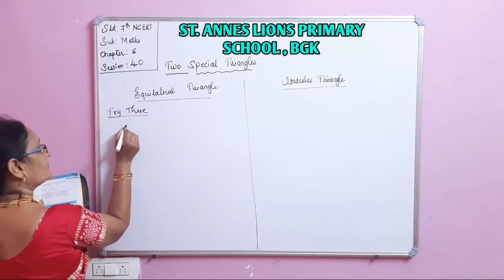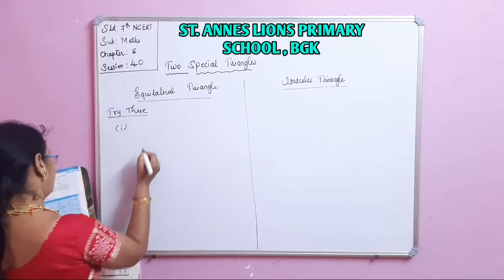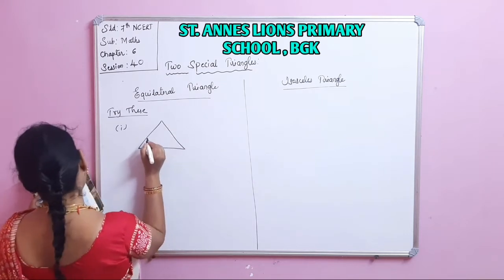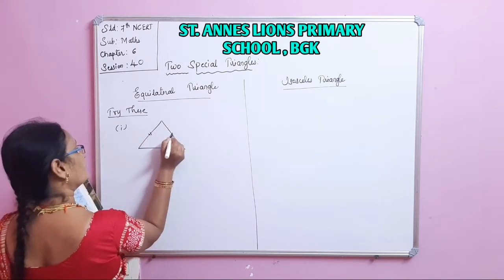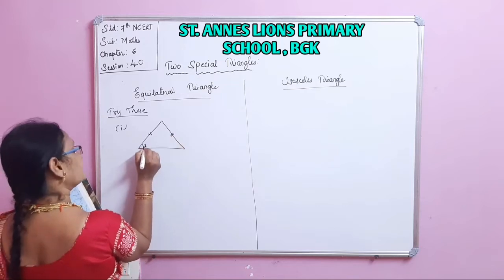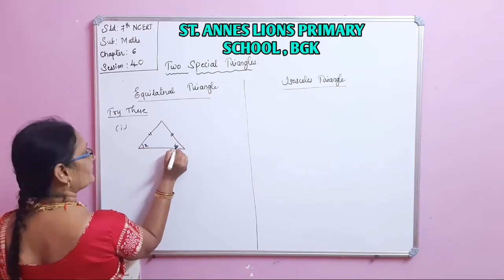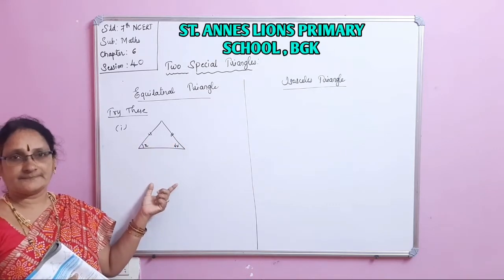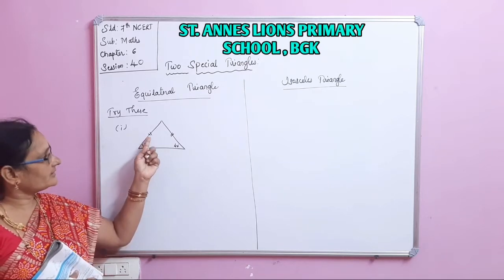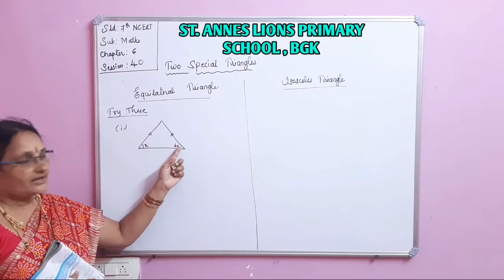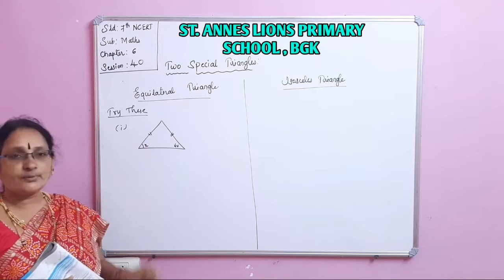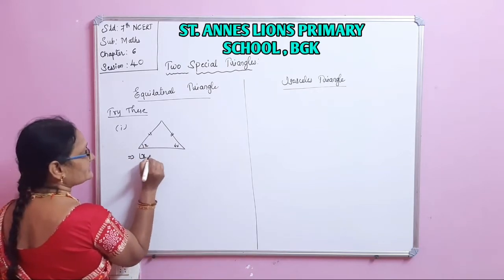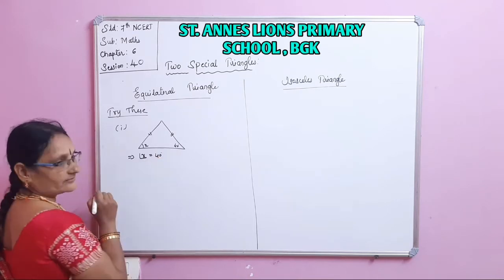Try this. First one, see, one triangle they have given, and this side is equal to this side. These two sides are equal, this is angle x, and this is 40 degrees. Here, see, two sides are equal. That means this is an isosceles triangle. Their opposite angles are equal. Opposite to this is 40 degrees, opposite to this is x. Then what about x? This implies that angle x is also equal to 40 degrees.